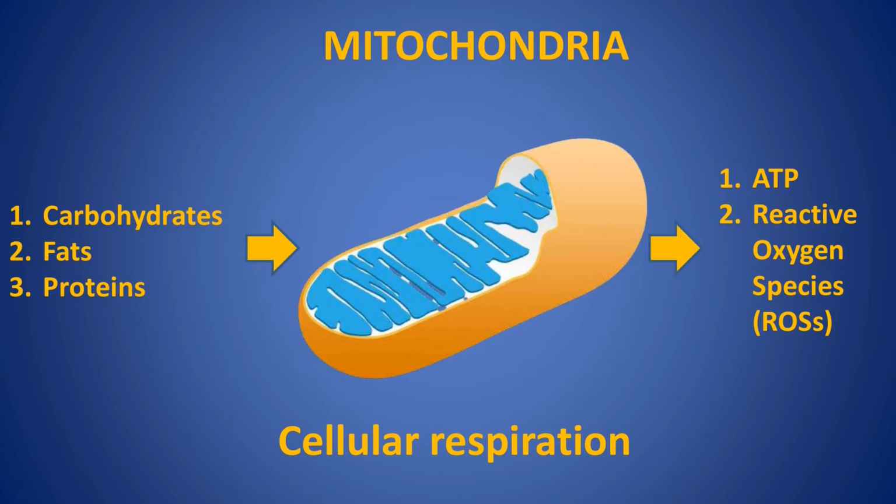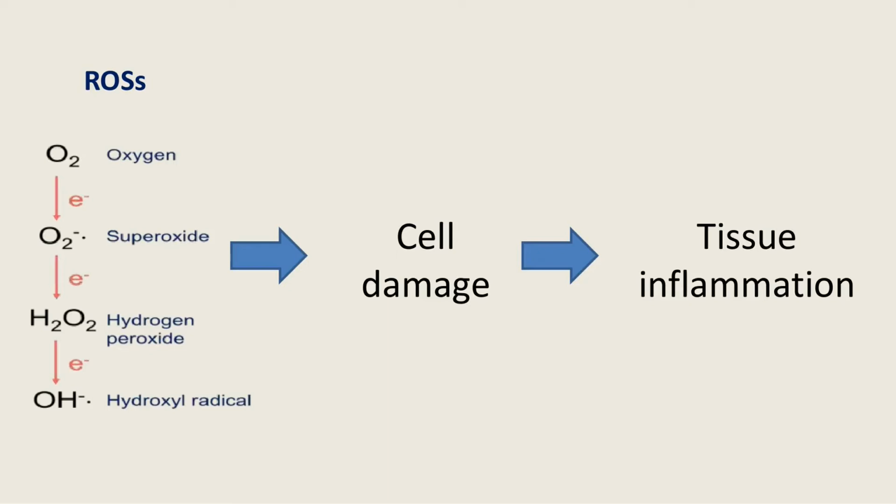The unit of energy, which is generated and can be used for functioning of the body, is called adenosine triphosphate or ATP. Apart from producing energy in the form of ATP, there are byproducts, which are formed during this cellular respiration inside the mitochondria. These byproducts are known as reactive oxygen species or ROSes. ROSes are of three types: superoxide, hydrogen peroxide, and hydroxyl radical.